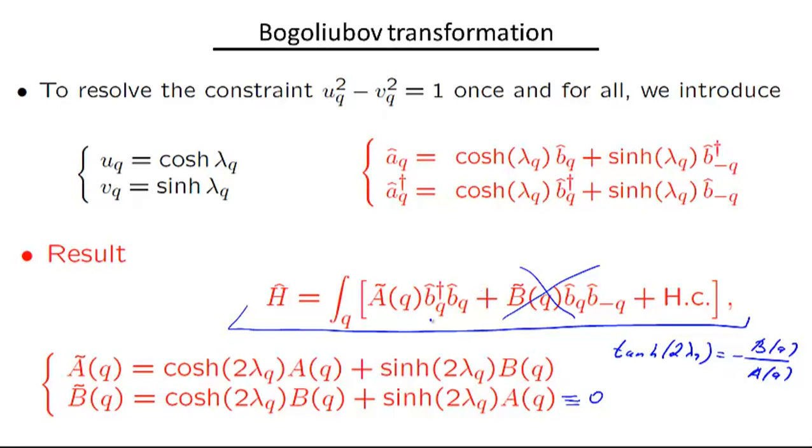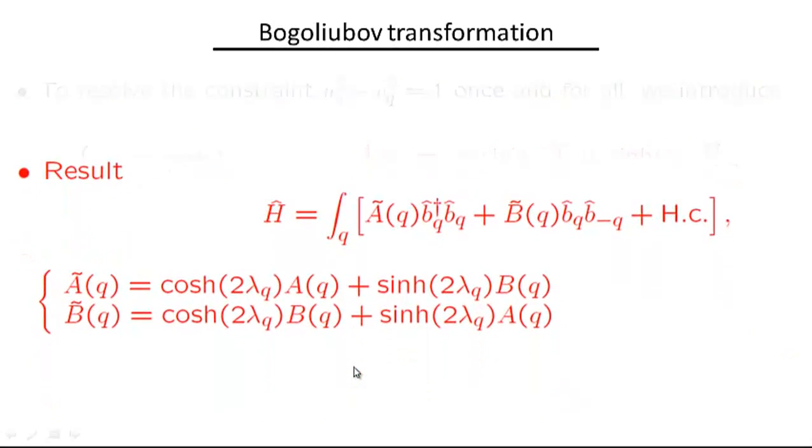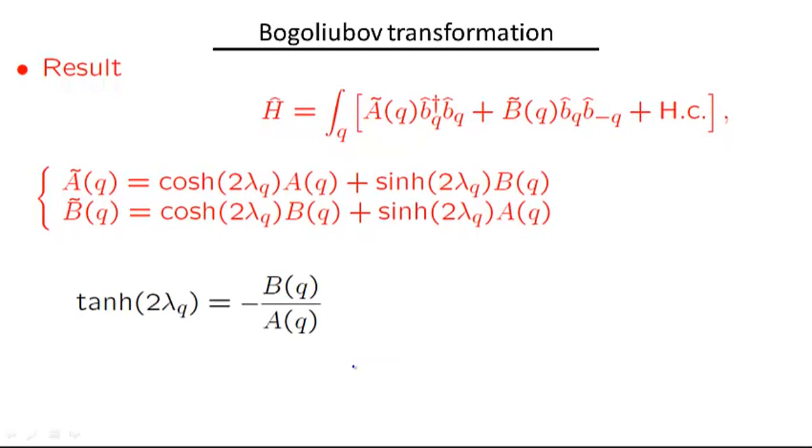This gives us a specific result for lambda of q, which ensures that our Hamiltonian, in terms of these new creation and annihilation operators, looks simple. Now let me clean it up a little bit and summarize things again. This is the result that we got. Let me also remind you that this A of q and B of q, the original coefficients, we already know, since we derived them in the previous part of this lecture.